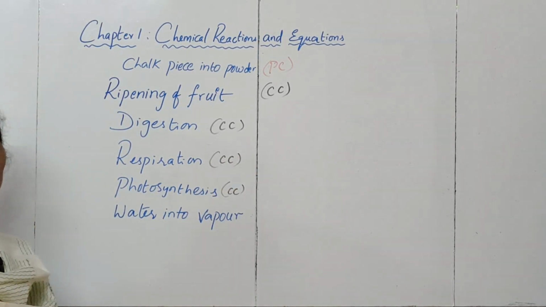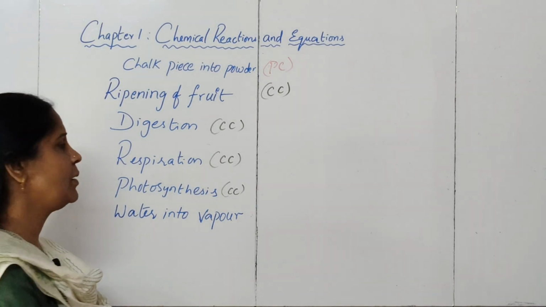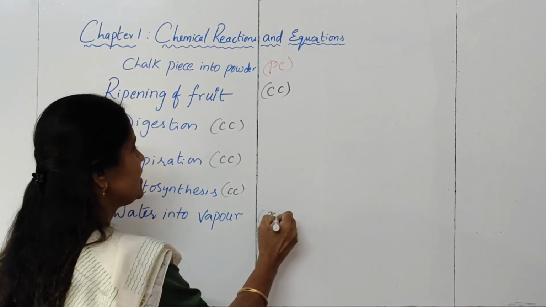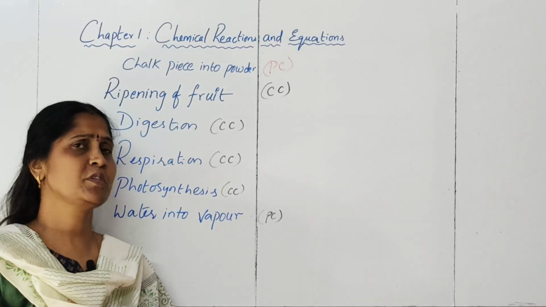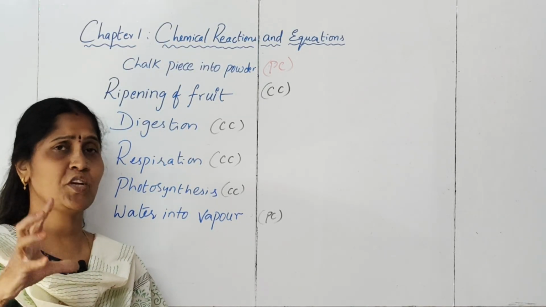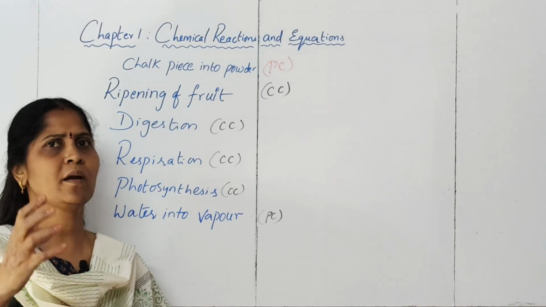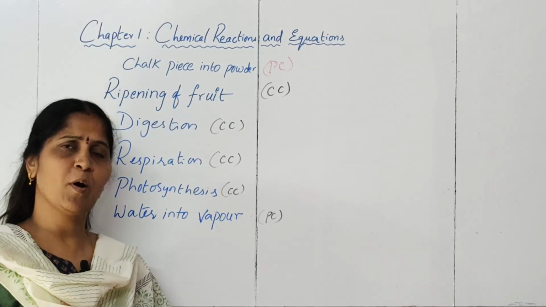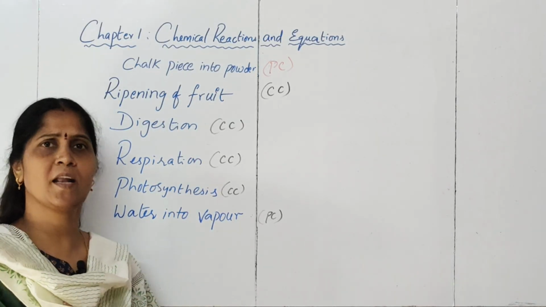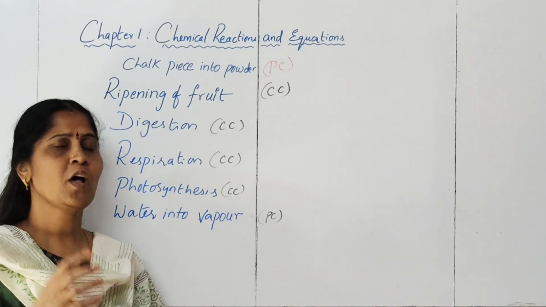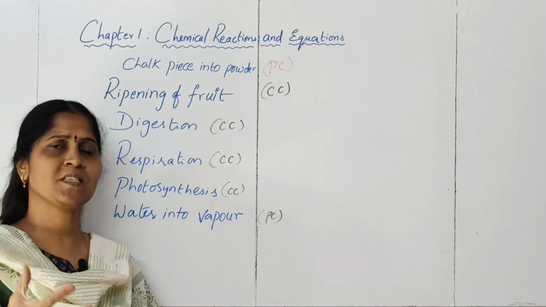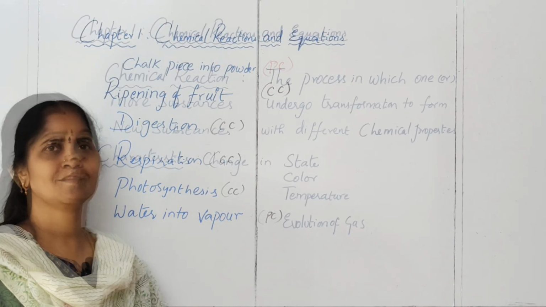What about conversion of water into vapor? Which type of change will it be? It will be a physical change. So like this we have physical and chemical changes occurring in nature, which are very important, because change is the basic concept to be understood. For understanding chemical reactions, we first have to understand what a change is and what the types of changes are. So let us move on and try to understand what chemical reactions are.